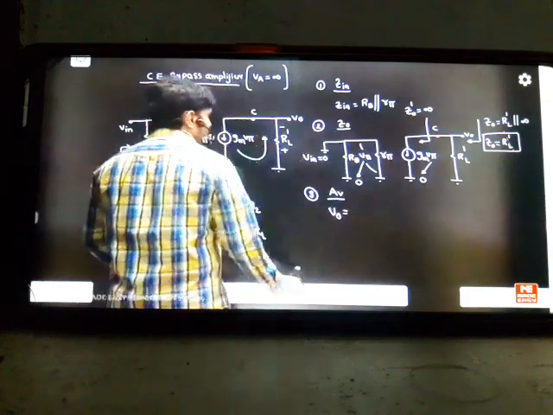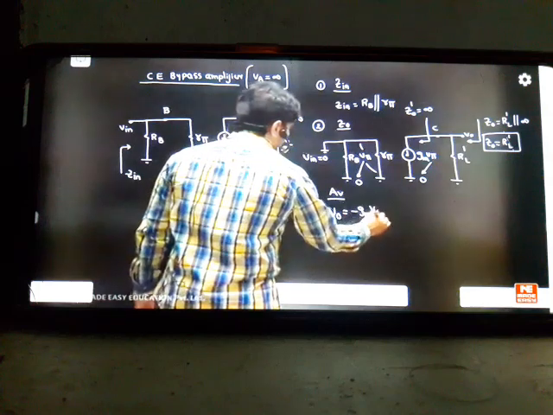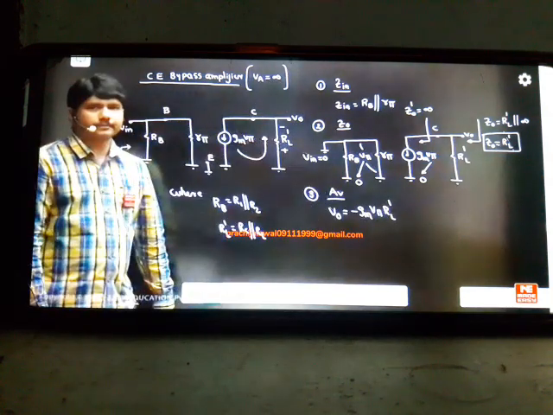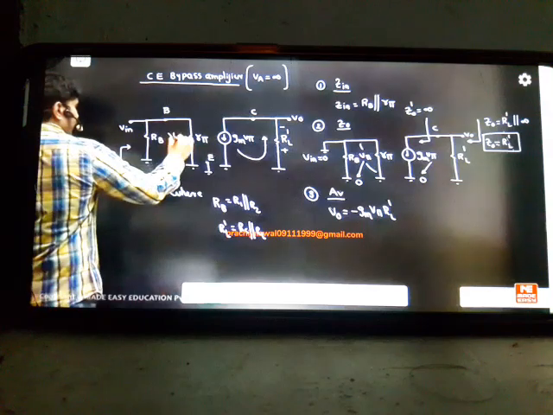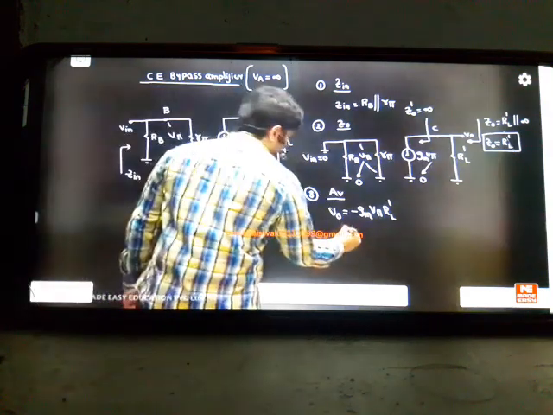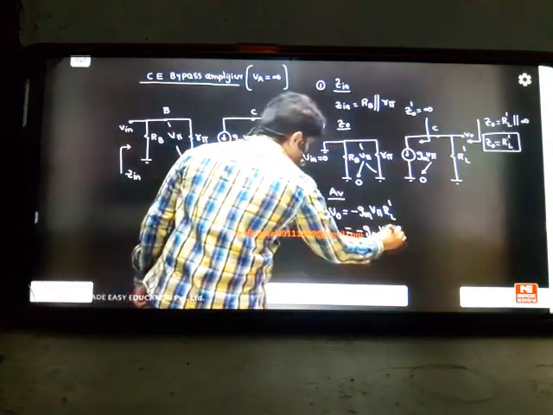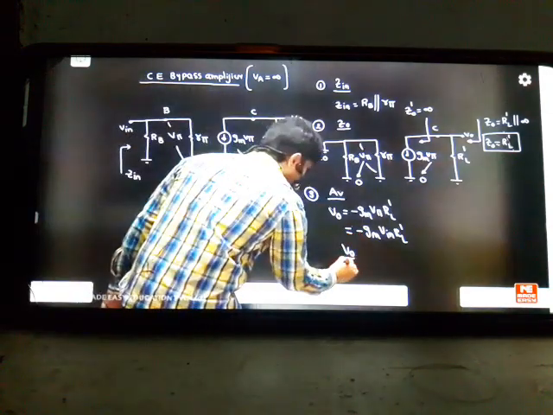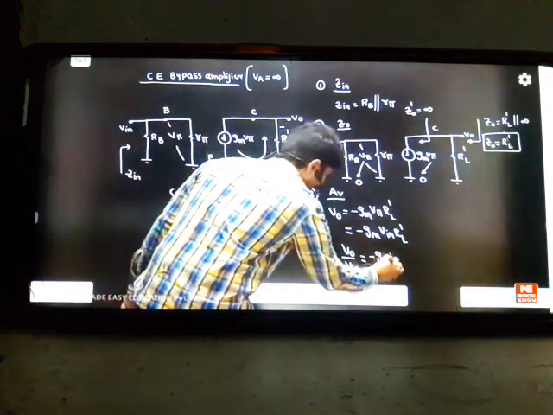You write first. Your output voltage is minus gm times V pi into RL dash. So current into resistance is output voltage. Correct? So what is V pi here? Your V pi, whatever you are seeing, is parallel to the input. So it becomes minus gm into input into RL dash. Your input and V pi both are the same. Therefore, your gain, output by input, is equal to minus gm into RL dash.